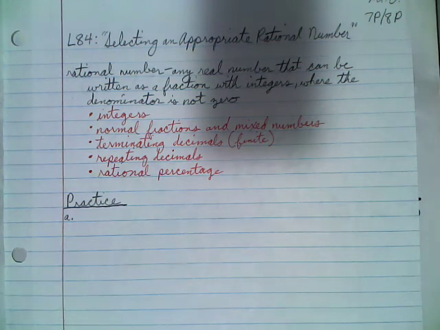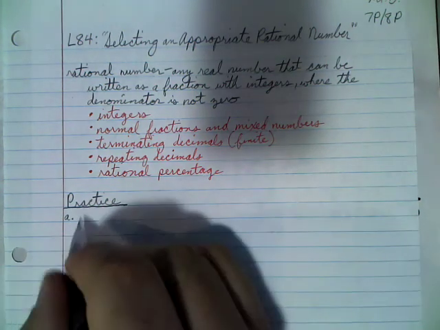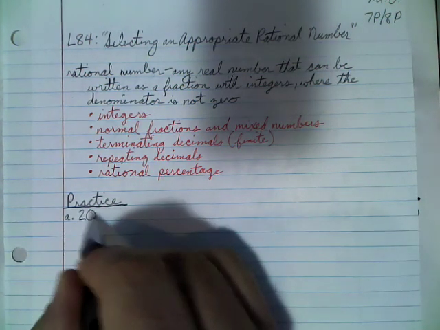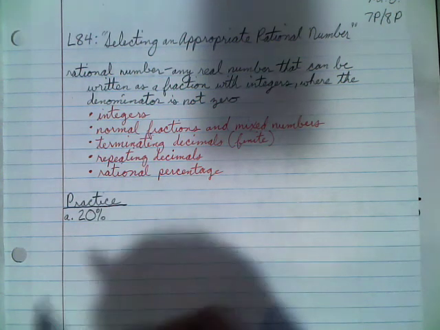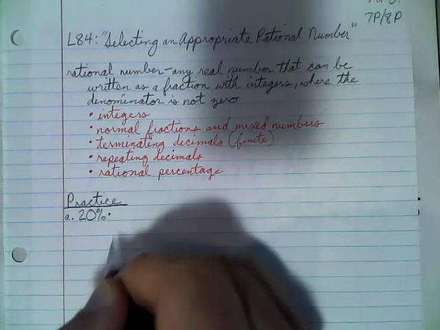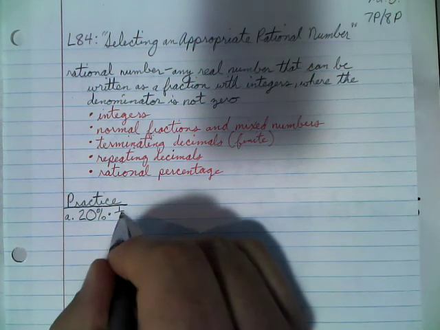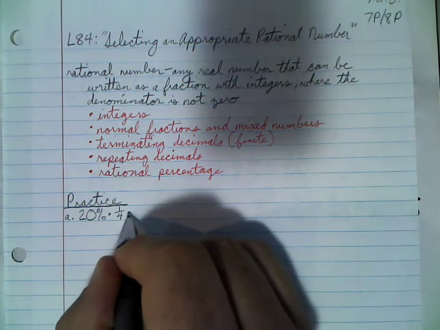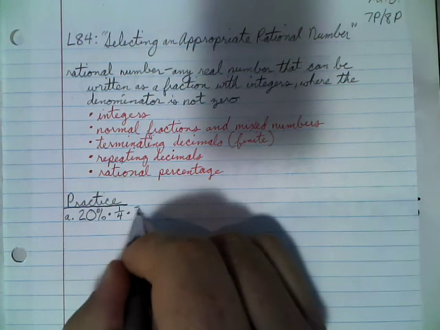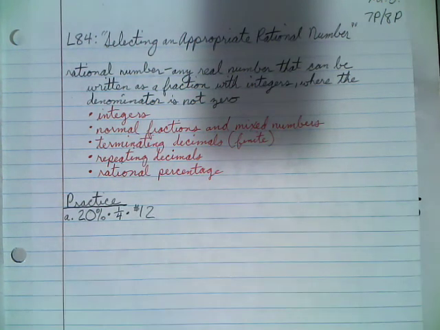Find 20% of 1/4 of $12. So my first task is to copy this problem down. It's asking me to find 20%, so I'm going to write 20%. Then it says of, which means times, 1/4. Then it says of again, so times, and then $12. We don't need to write the $12 with the decimal and 2 zeros. It's the same as just the whole number 12. So, save some writing.